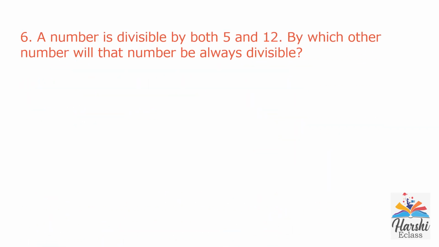Next, question number 6. A number is divisible by both 5 and 12. By which other number will that number be always divisible? If any number is divisible by two numbers, 5 and 12, then the number is also divisible by their product. The number is also divisible by the product of 5 and 12.